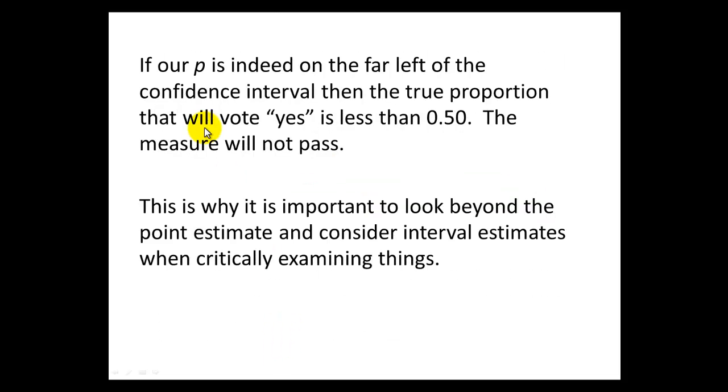So if our p is indeed on the far left of this confidence interval, then the true proportion that will vote yes could be less than 50%, and the measure wouldn't pass. So we have to be cautious. When we're looking at information, we want to look beyond the point estimate and consider interval estimates. This is a great approach when you're critically examining things.